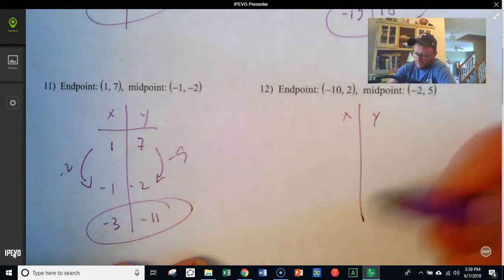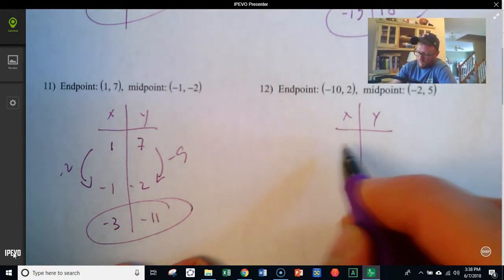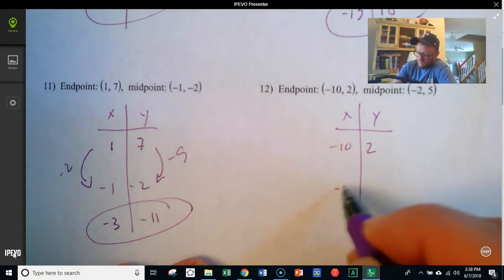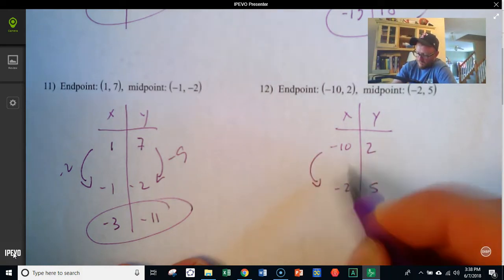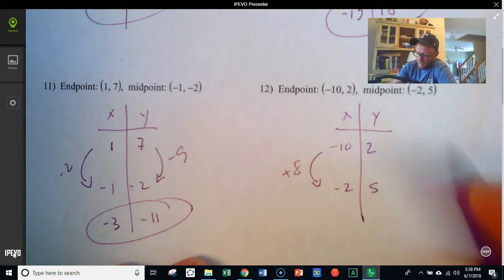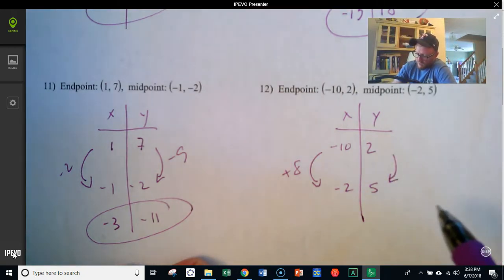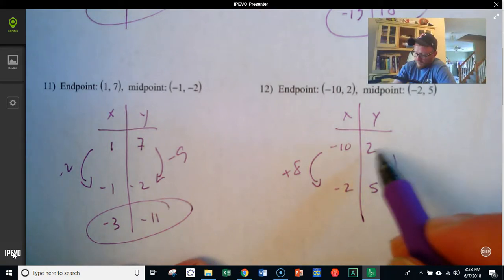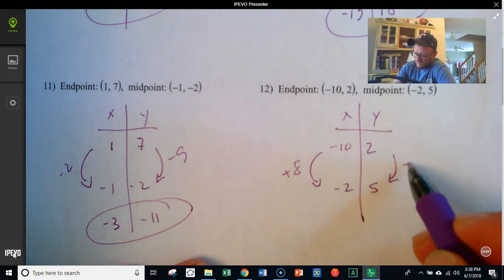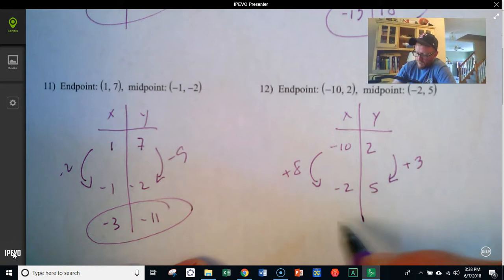So here we went from -10, 2 to -2, 5. So that is up 8, and from 2 to 5 is up 3. Okay, so going up another 8 will leave us at 6. Going up another 3 will leave us at 8.